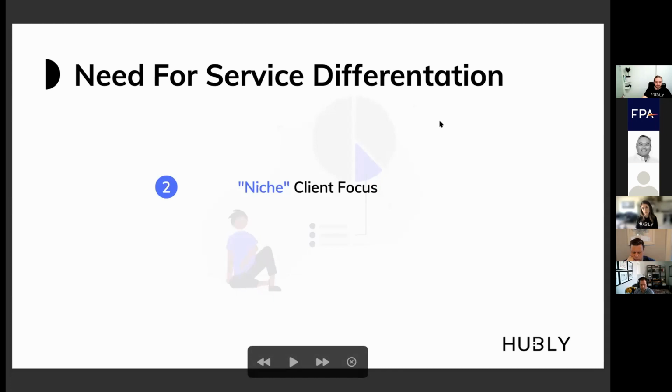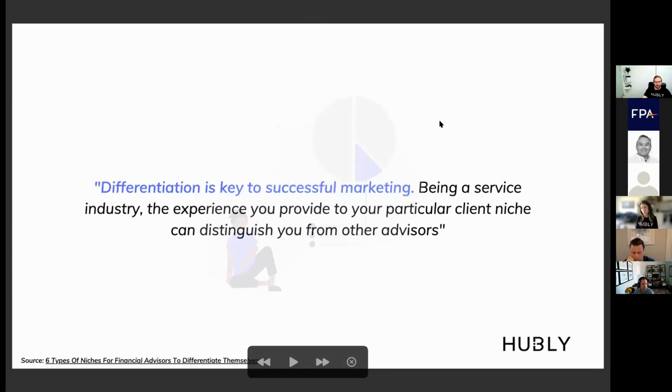And I think Michael Kitts has put this really well: differentiation is key to successful marketing, primarily because we have to realize that as financial advisors, you're in a service-based industry. And that experience you provide to your clients is really what's going to distinguish yourself.